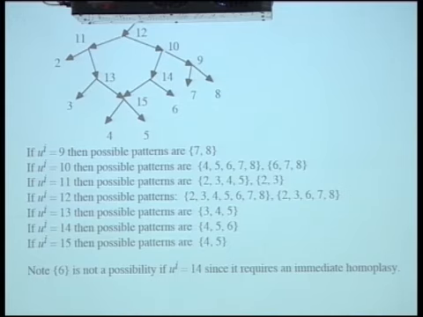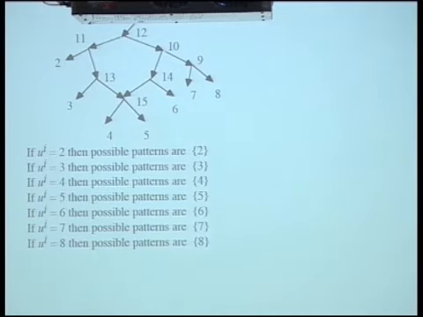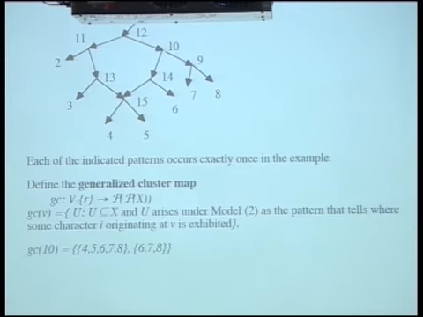So there's a list of the patterns that might arise. Here's a list of patterns that arise starting from the other vertices. What we can notice is that each of those indicated patterns occurs exactly once in the example.